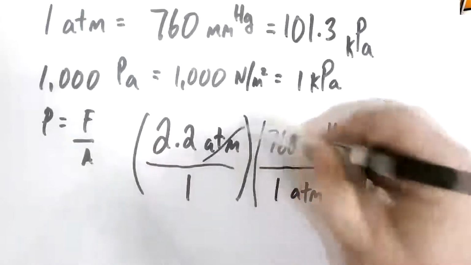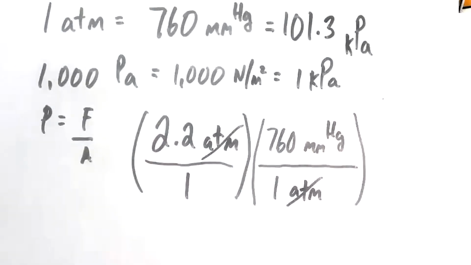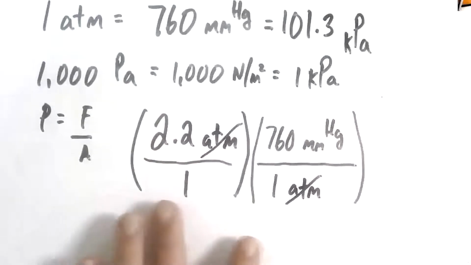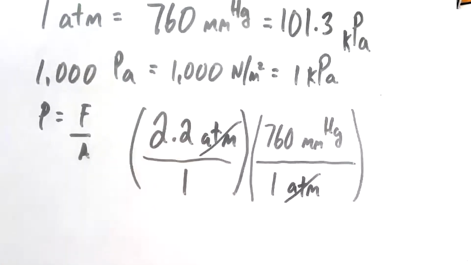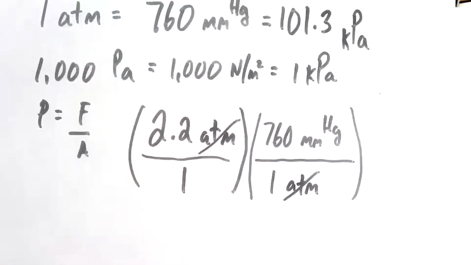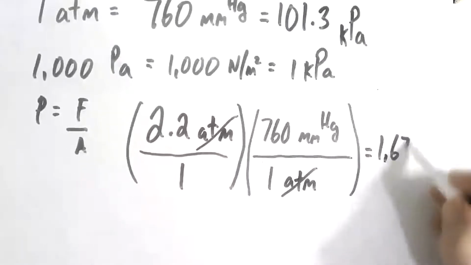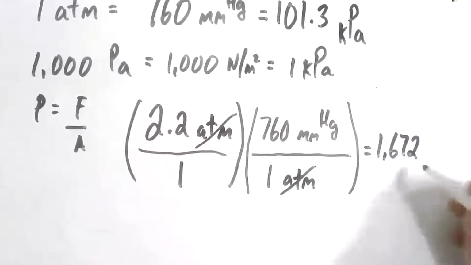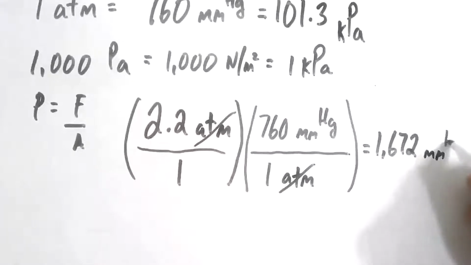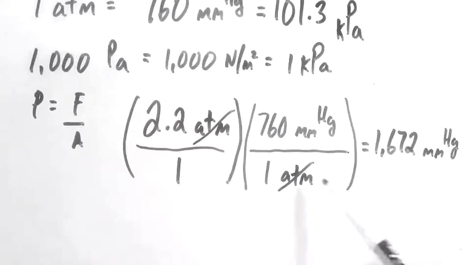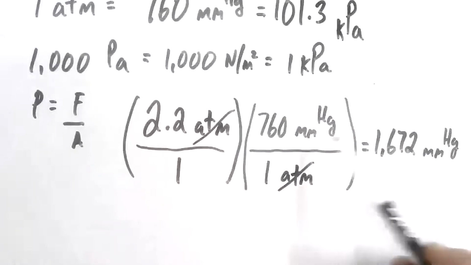Now we cancel. So in this example, everything on the bottom being 1, that means we simply have to multiply on the top. And when we get done multiplying, we're going to discover that this is 1,672 millimeters of mercury. Why is it millimeters of mercury? Because that's the unit that was not canceled.